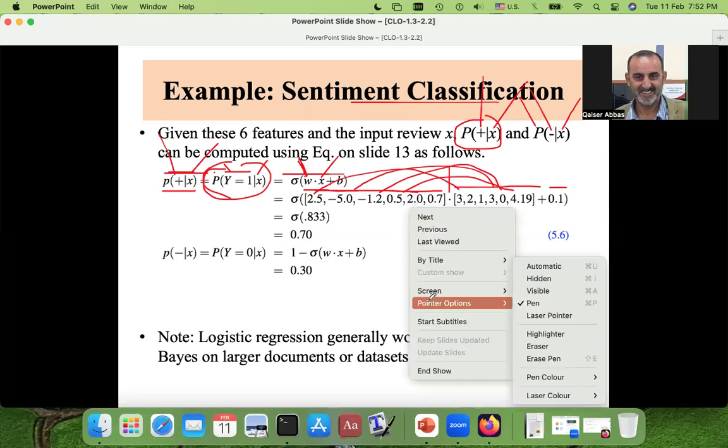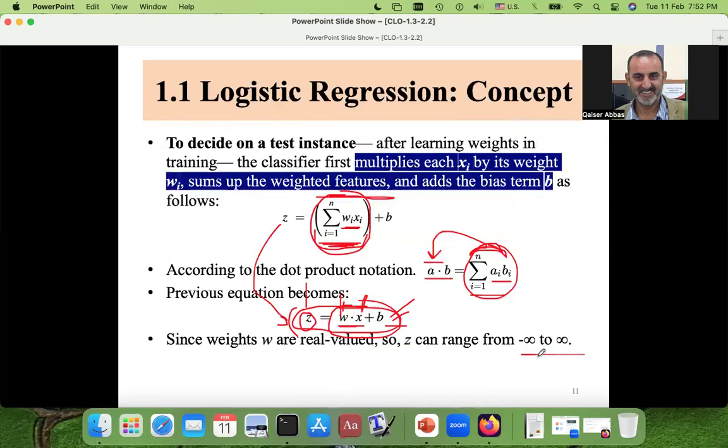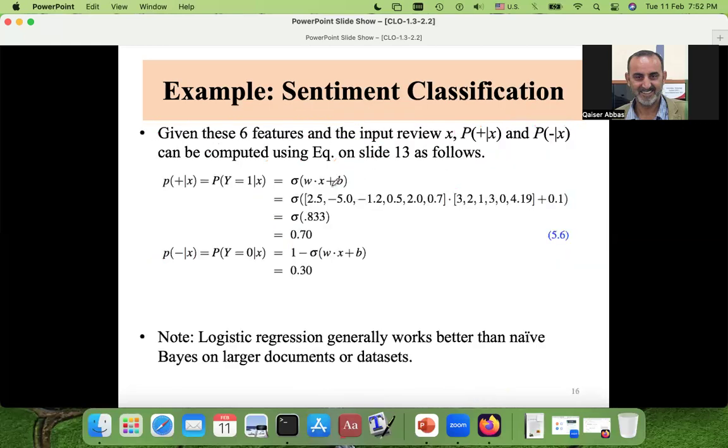From the previous equation, we already know how to do the product: multiplication and then summing the results. Each multiplication, you have to sum them up. So here, you multiply this with 3, this 5 with 2, similarly minus 1.2 with 3. You multiply all of them, and then sum up all these 6 values.